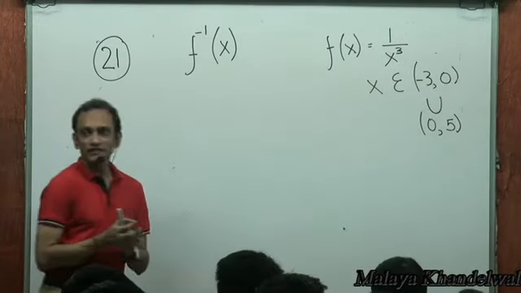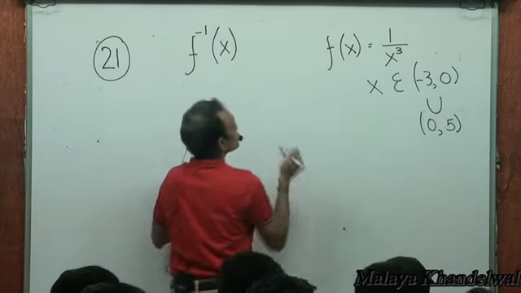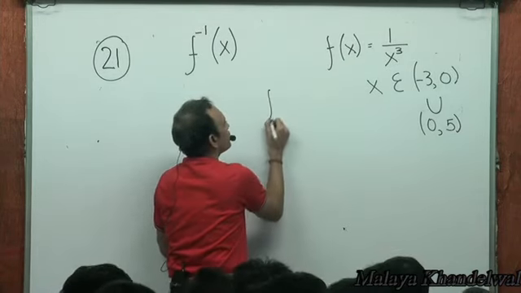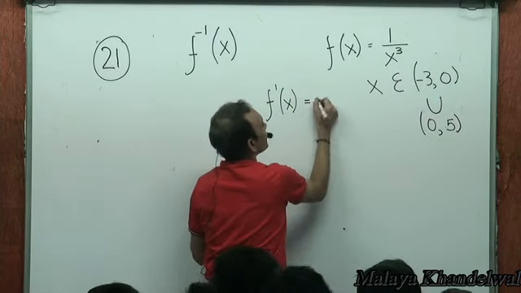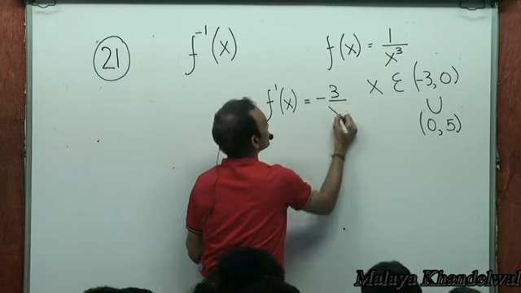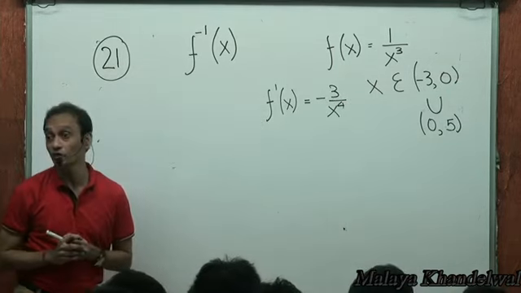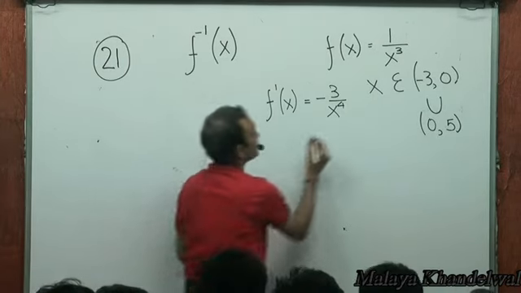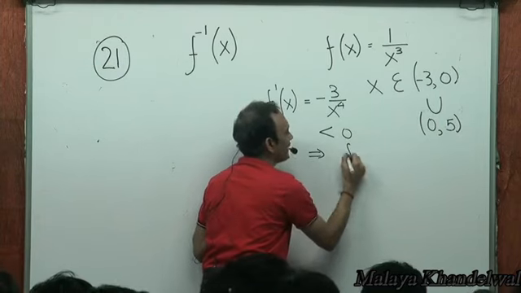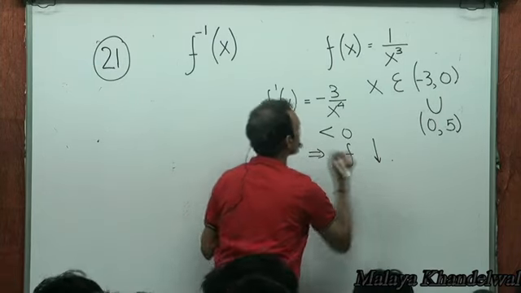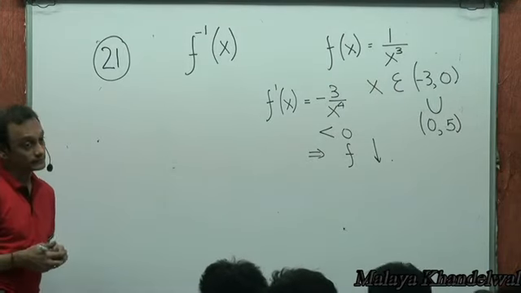Let me draw the graph of f(x). So, f dash x, do you realize, is minus 3 by x power 4? Minus 3 by x power 4, so always negative for all x, right? That means, in the entire domain of f, f is decreasing. f is a decreasing function of x, right?